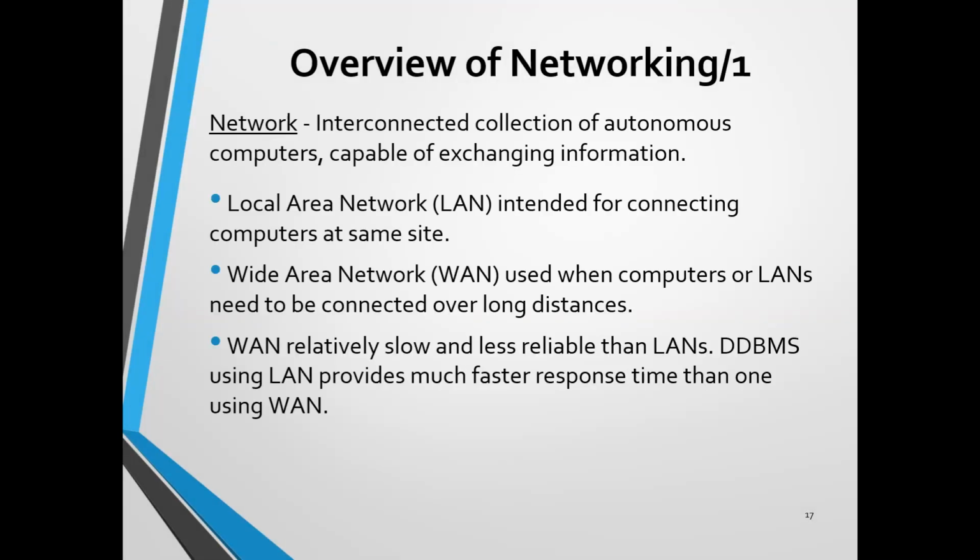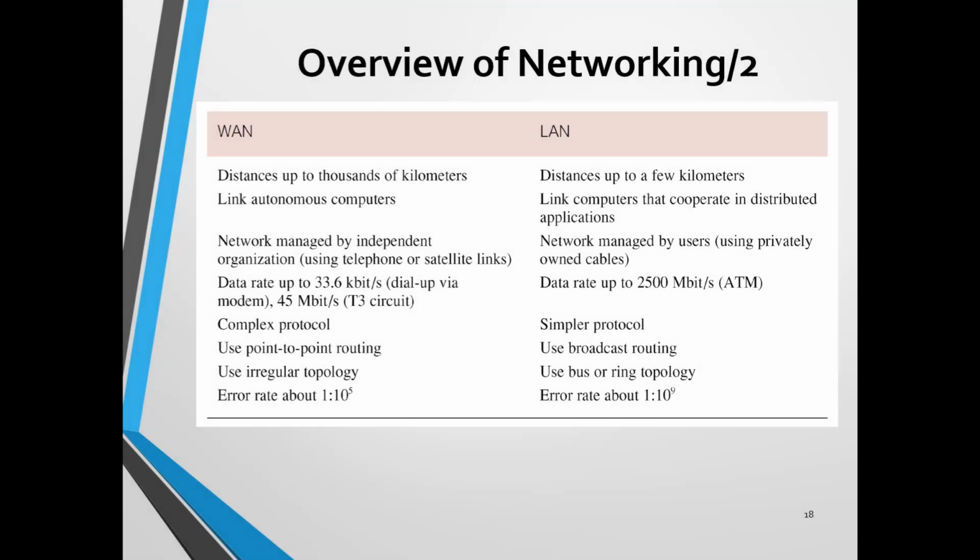So a network is an interconnected collection of autonomous computers capable of exchanging information. So we have a local area network intended for connecting computers at the same site. Wide area network used when computers or LANs need to be connected over long distances. One, relatively slow and less reliable than LANs. DDBMS using LAN provides much faster response time than one using WAN. So we have the differences. For one, distances up to thousands of kilometers.